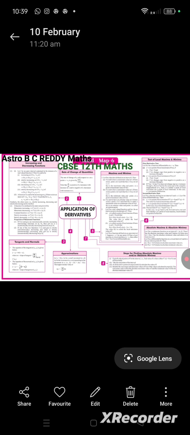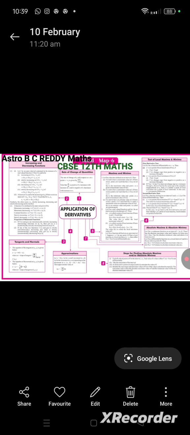Some rules are given. Let I be an open interval contained in the domain of the real valued function f. Then f is said to be increasing on I if x1 is less than x2, f of x1 is less than or equal to f of x2 for every x1, x2 belongs to I. Strictly increasing function on I: if x1 is less than x2 in I, f of x1 is less than f of x2 for every x1, x2 belongs to I.